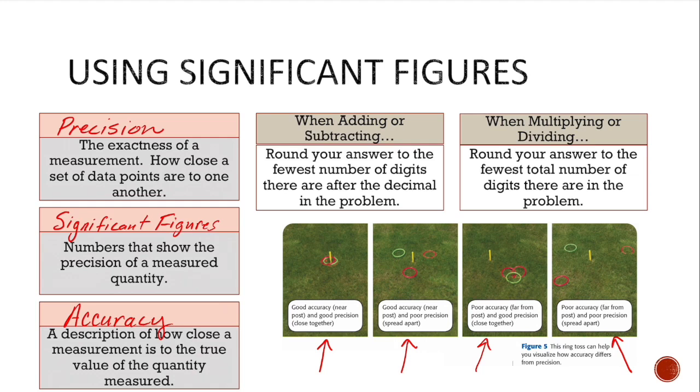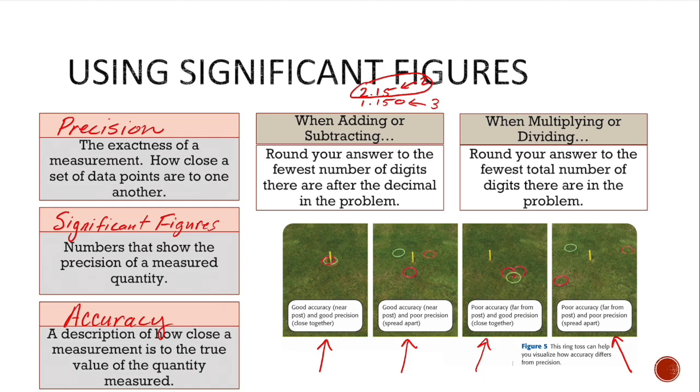Now, we have some rules that occur when we add or subtract as far as significant figures are concerned. When we add or subtract using significant figures, we round our answer to the fewest digits there are after the decimal point in the problem. So if we had an example of 2.15 plus 1.15, we have 2 digits after the decimal here and 3 digits after the decimal here. So our answer has to be rounded to the fewest number after the decimal. So we would only carry 2 digits after the decimal in this answer.